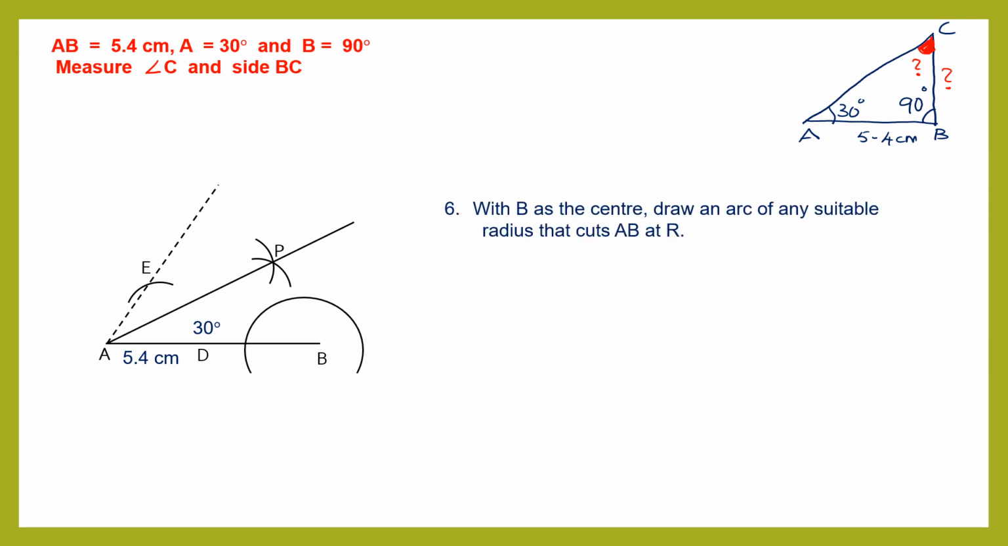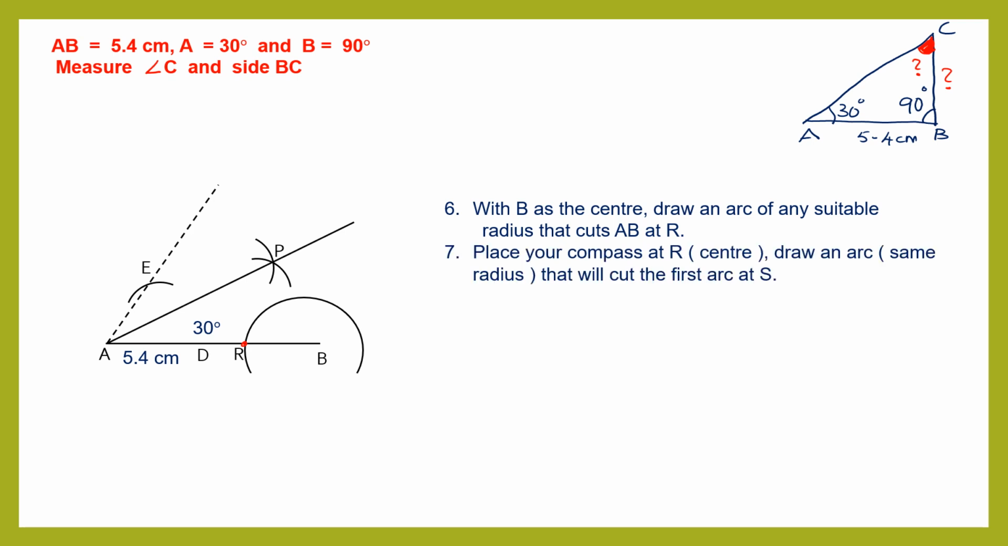With B as the center, we're going to keep B as the center because we're going to construct it here. Draw an arc of any suitable radius. So we have the arc that cuts AB at a particular point, and that point is R. Next step, place your compass at R and draw an arc using the same radius that will cut this first arc at a point here. That point we're going to name S.